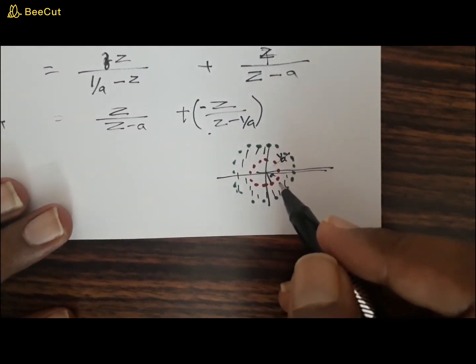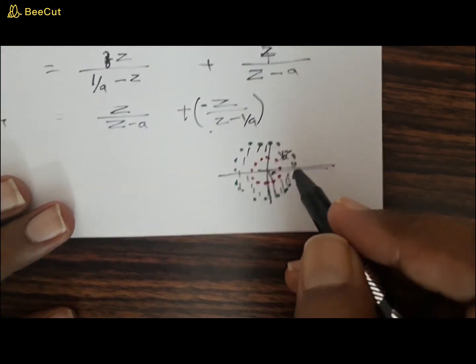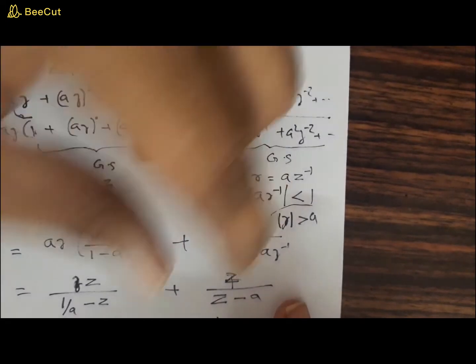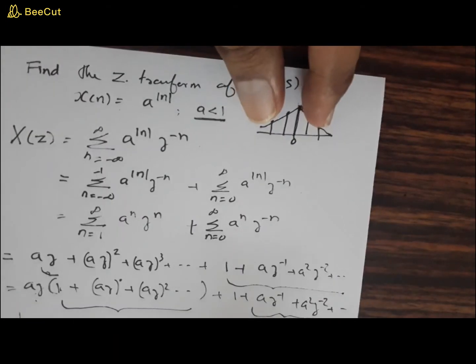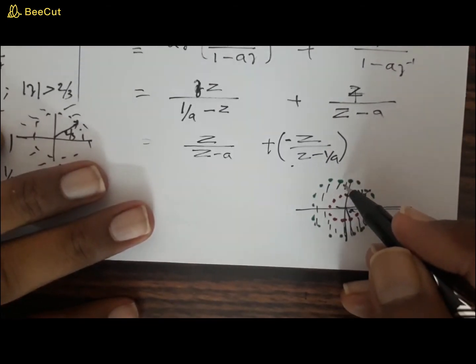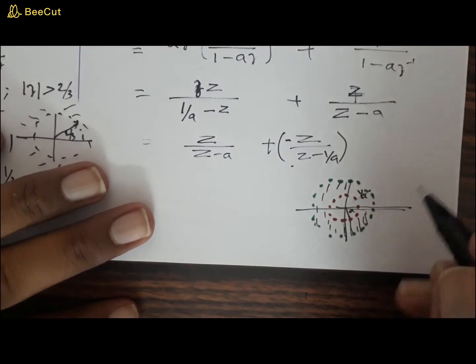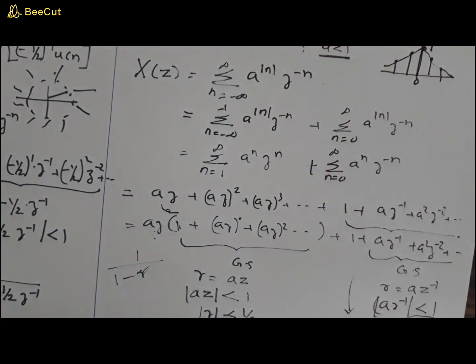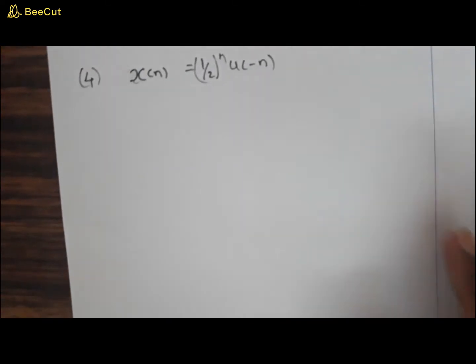So which is the intersection region? That is the region that lies in between A and 1 by A. Now it can't be less than A. What happens at less than A? Then the non-causal part will not have a Z transform. So for these two parts to have the Z transform simultaneously, this must be the intersection region between 1 by A and A. So this is the circular strip formed by the shaded region. It again verifies our conclusion that for a double-sided sequence, the ROC has to be an annular ring or a circular strip.